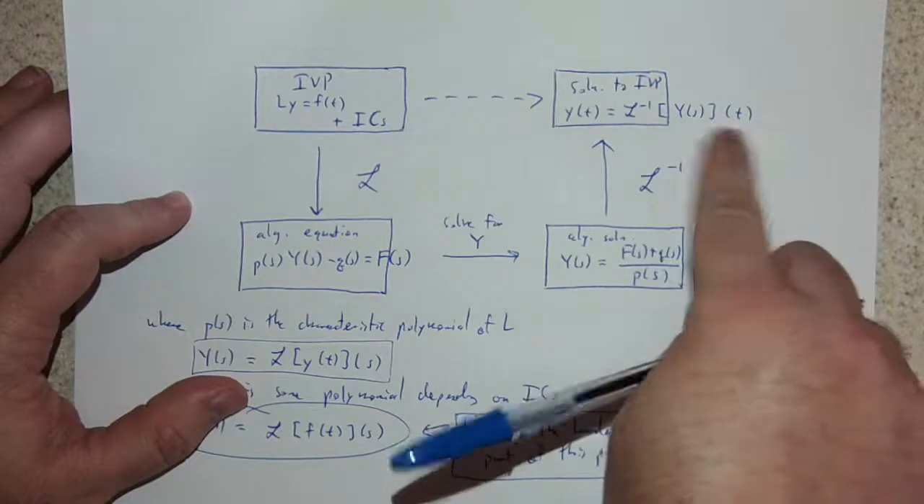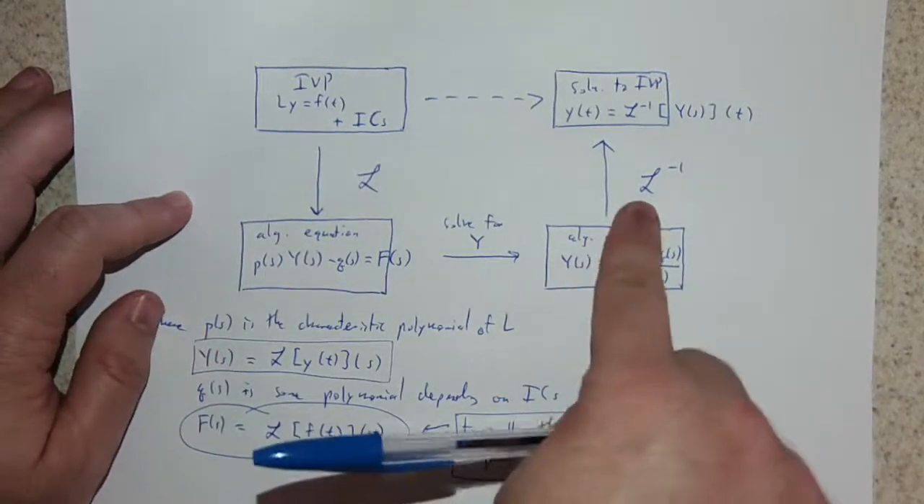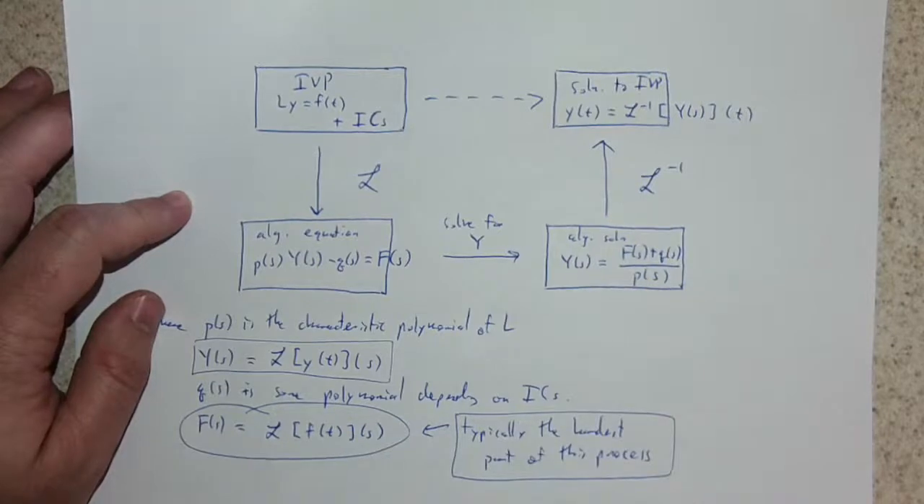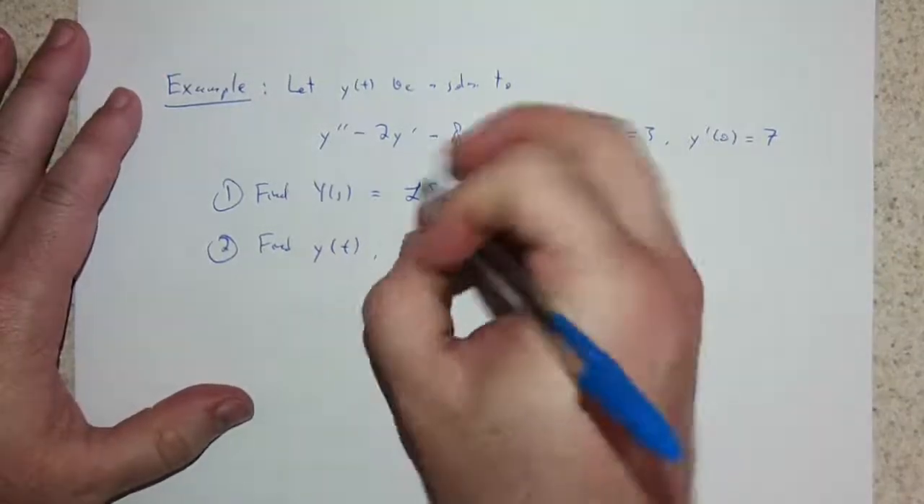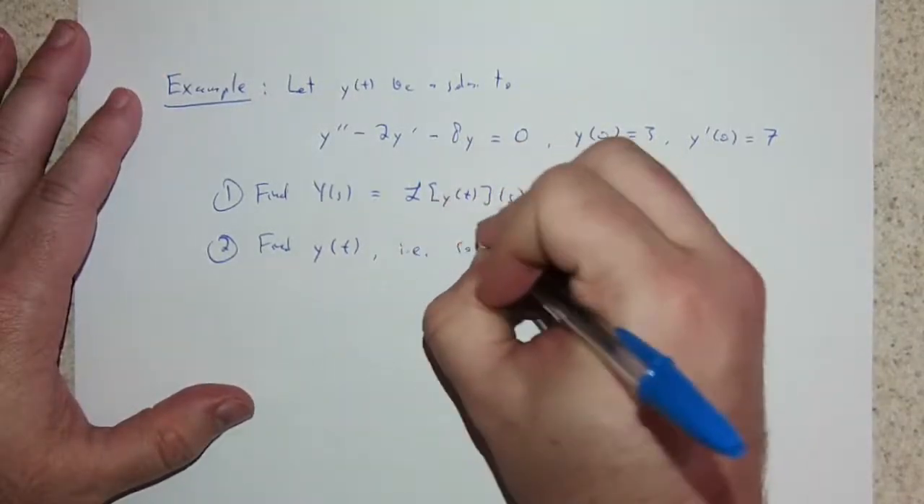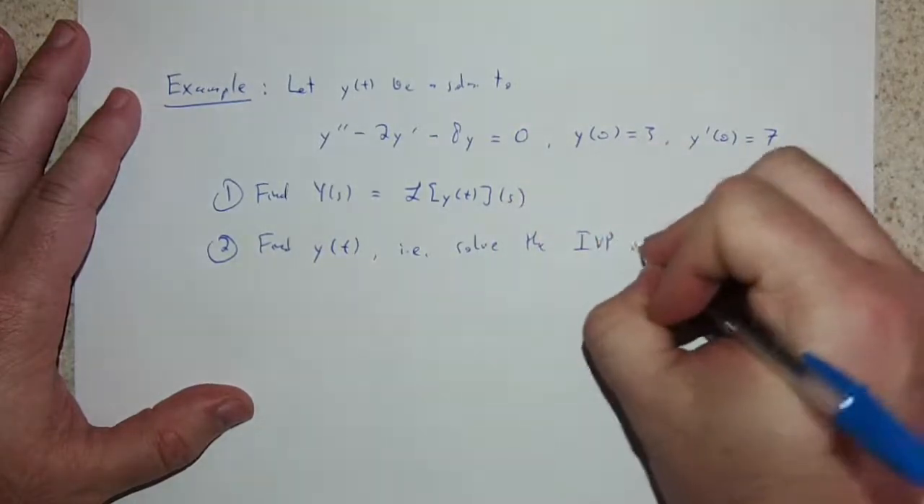You see how the roles of s and t are swapped here? That should be expected since this is an inverse thing, right? So this is acting, going in the other direction. Okay. All right. So, I want to find y of t, i.e. solve the IVP in question.